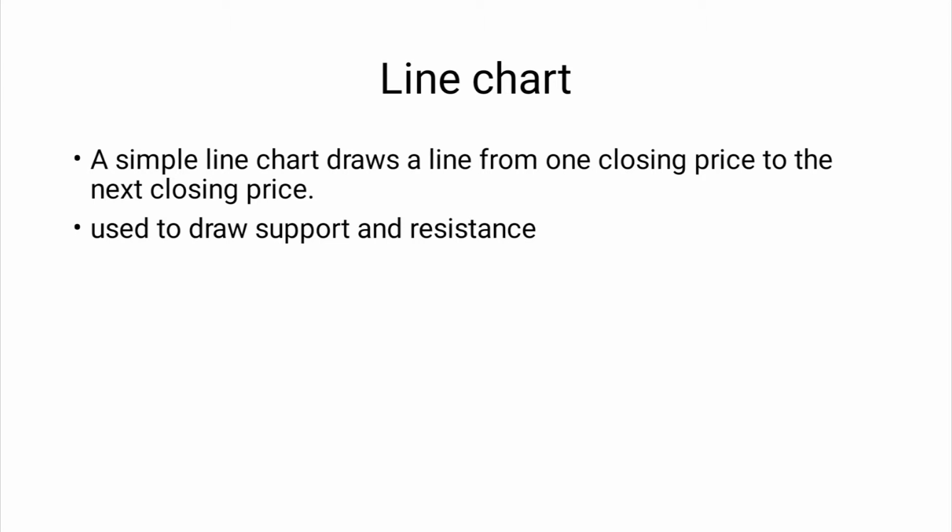It draws a line from one closing price to the next closing price. The line chart is usually used to draw support and resistance. You will see other YouTube videos stress this. A line chart is just for drawing support and resistance because it only shows the closing price, so it is less likely to show spikes. Sometimes there is an error when one is drawing support and resistance, where they draw on spikes. So most people prefer to draw on closing price.